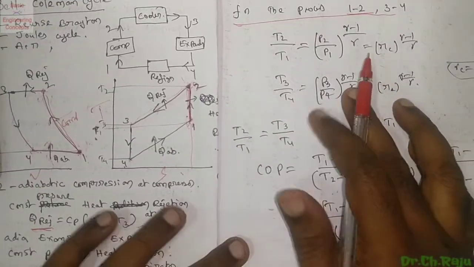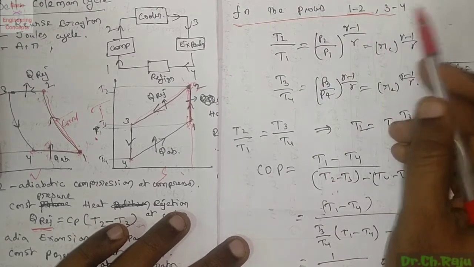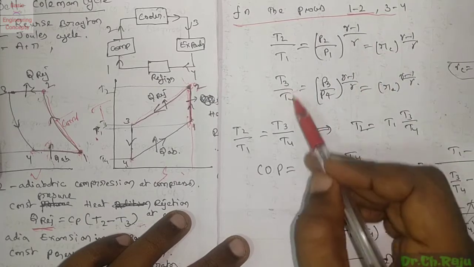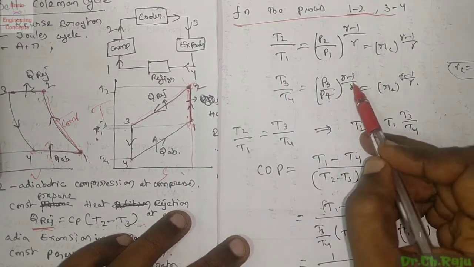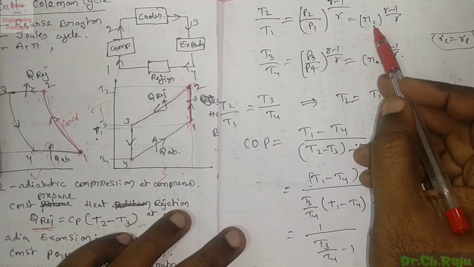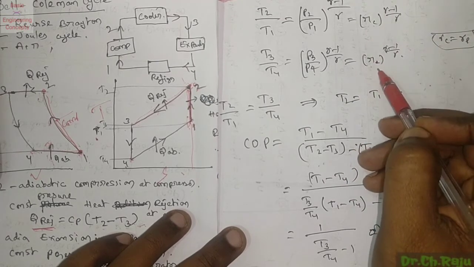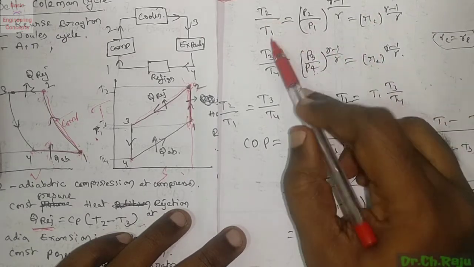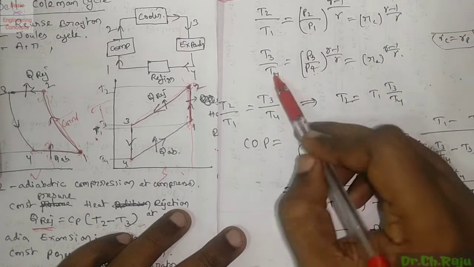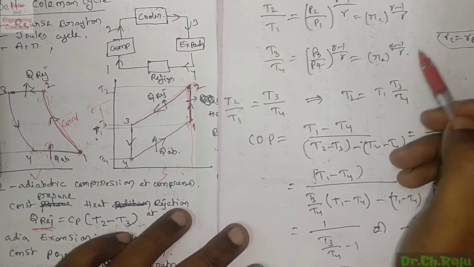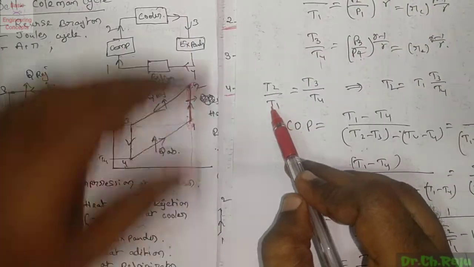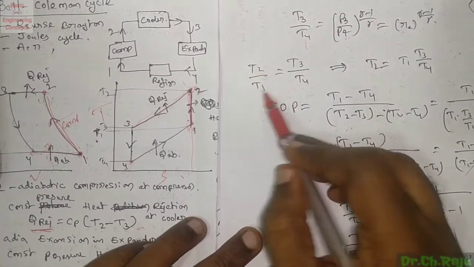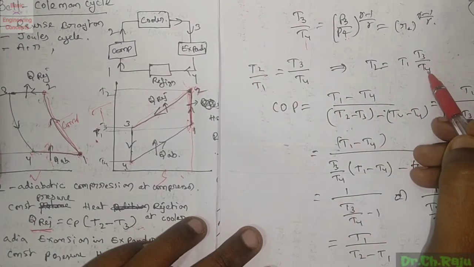Then for the 1 to 2 process and the 3 to 4 process, T2 by T1 is equal to P2 by P1 whole to the power of gamma minus 1 by gamma, and T3 by T4 is equal to P3 by P4 to the power of gamma minus 1 by gamma, which is RC, the compression ratio for one and the expansion ratio for the other. As P2 is equal to P3 and P1 is equal to P4, both are equivalent. So T2 by T1 is equal to R to the power of gamma minus 1 by gamma, and T3 by T4 is equal to R to the power of gamma minus 1 by gamma. Then both are equal, that is T2 by T1 is equal to T3 by T4. Then T2 is equal to T1 into T3 by T4.